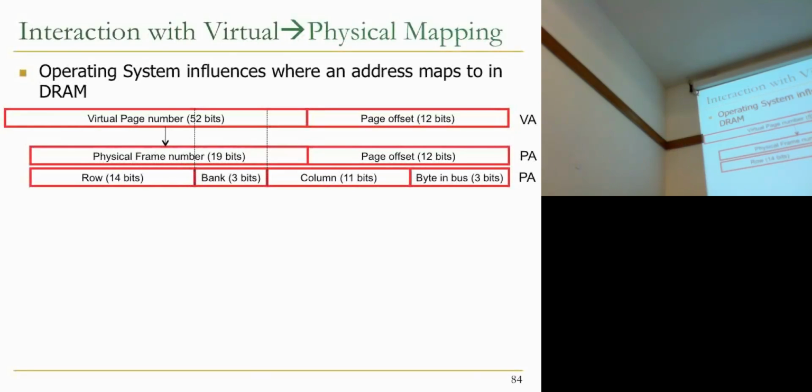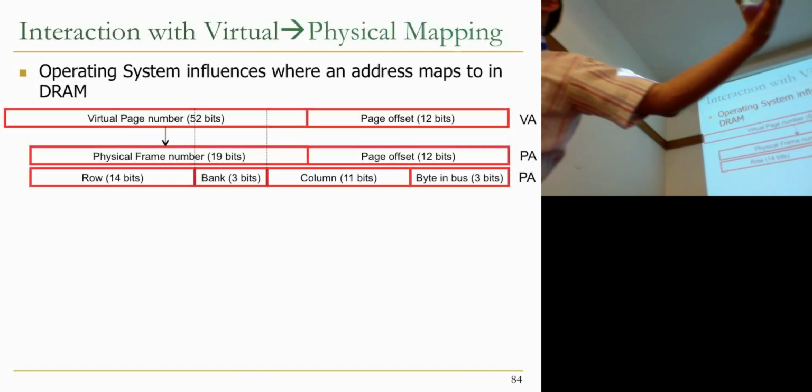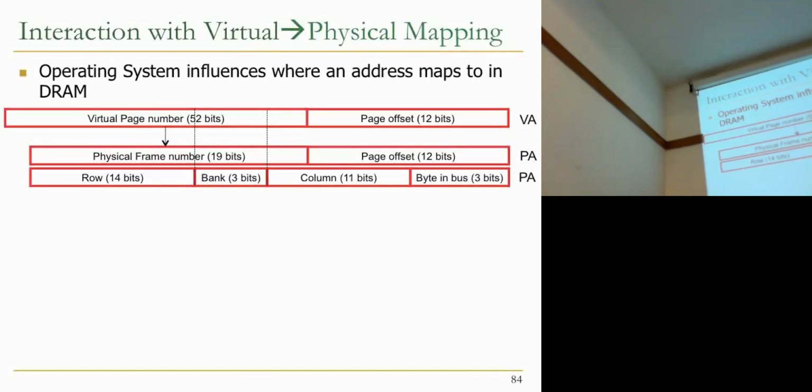You can actually write a program that reverse engineers what the DRAM topology looks like. And if you're interested in this, that's a very good way of getting started, getting your hands dirty with the DRAM system and figuring out what's happening underneath. But basically, we have this virtual to physical address translation, a virtual memory-based system. And the operating system can now influence where an address maps to in DRAM.